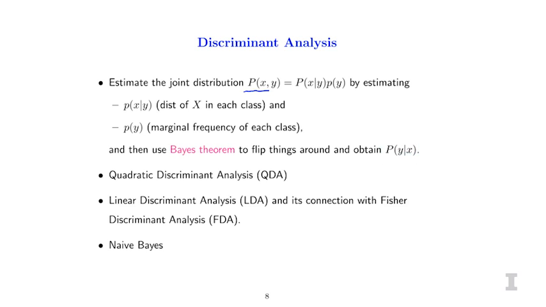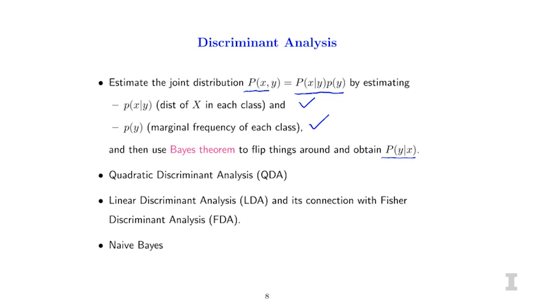In particular, we're going to learn the joint by factorizing the joint as the marginal of y and the conditional of x given y. And the marginal of y is relatively easy to estimate because y is a discrete random variable. So we basically estimate the marginal frequency of each class. And then we estimate the distribution of this feature vector x within each class. Once we learn those two, we can get a joint and then compute the conditional.